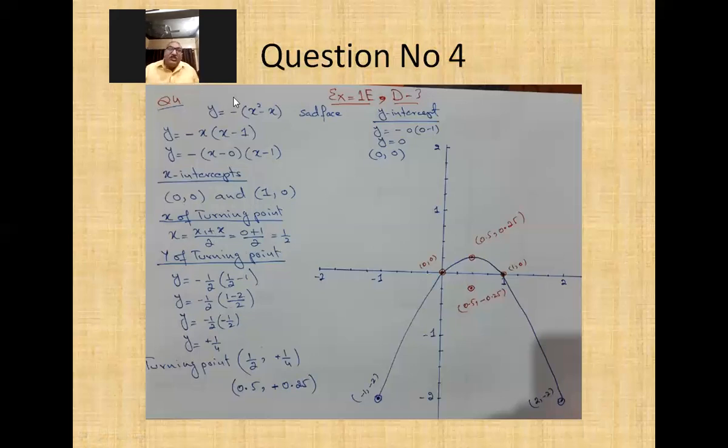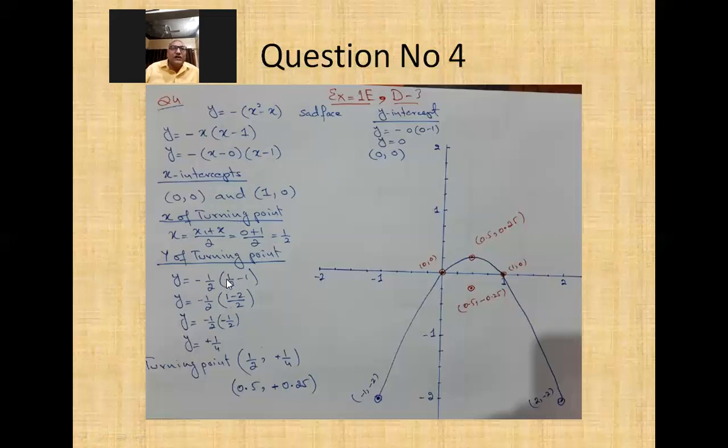So I know the original equation. In the original equation, just put x equals 1 by 2, the x coordinate of the turning point. Put that x value in that original equation. So you will have y equals minus 1 by 2 bracket, and you can see in the place of x, we have substituted 1 by 2.